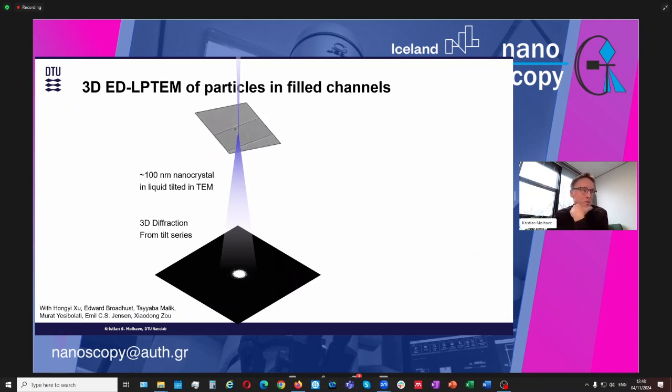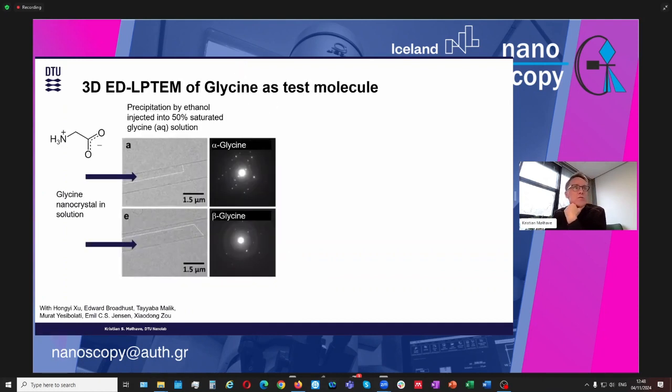And Xiaodong's group at Stockholm University is one of the world leading groups in this, and we're making a really good collaboration with them. And our first test of this was just to try to see if we could find the crystal structures of glycine. Glycine is a simple amino acid, nothing fancy there, but it forms alpha and beta glycine. And what we can see, if we precipitate out glycine crystals in the nanochannels, then actually when we are imaging, we can both find alpha and beta glycine as expected.